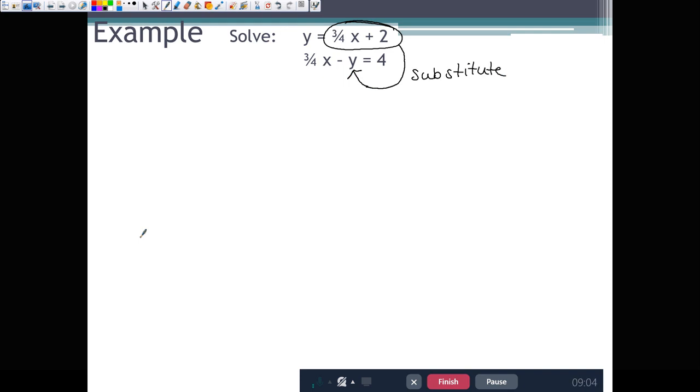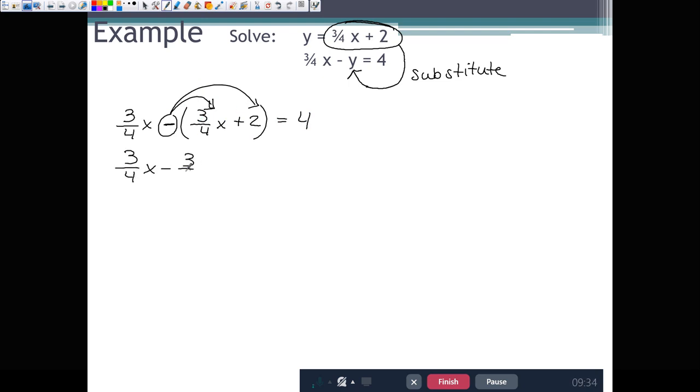So instead of y, I'm going to have 3/4 x plus 2. So I'm going to have 3/4 x minus, parentheses, 3/4 x plus 2 equals 4, because I'm substituting in 3/4 x plus 2 for y. So I have to distribute this negative sign. So I'm going to have 3/4 x minus 3/4 x minus 2 equals 4.